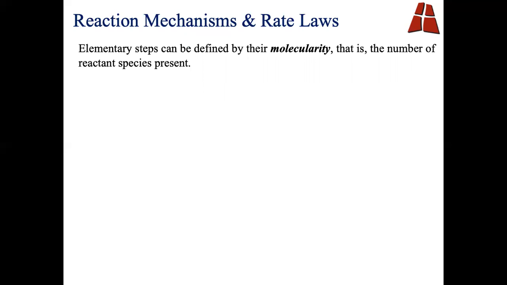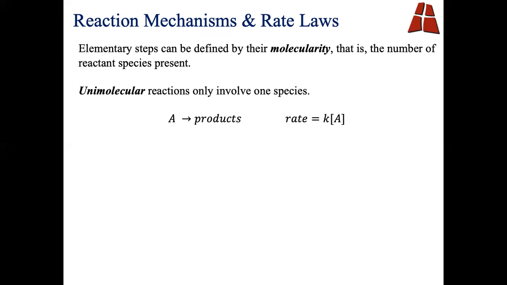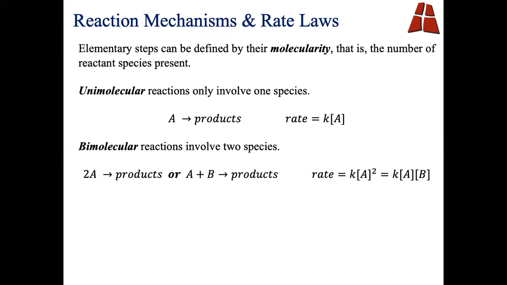Right, another part of reaction mechanisms, another vocab term that we can talk about is their molecularity. This relates to the number of reactant species that are present. And so if we think about this in terms of rate law, we could say that for a unimolecular reaction, our rate is only going to be dependent on one substance, thus the uni in unimolecular. So A turns into products. If we have a bimolecular reaction, we can have 2 moles of A make products, or A plus B.